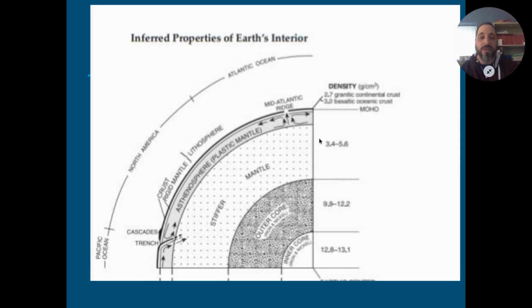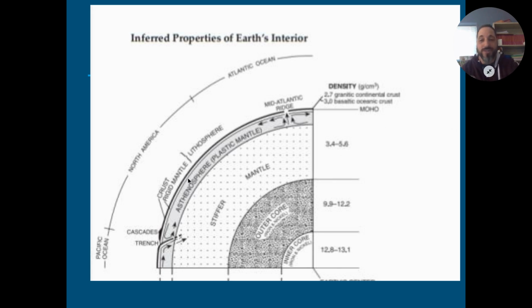Now, those two layers are divided by something called the MOHO. We don't have to get too far into it, but a geophysicist discovered that when we sent seismic waves through the Earth, through the lithosphere, they changed at a certain depth, and that was true for most of the planet. So he said this must be where the mantle begins and the crust has ended. So that's going to be our MOHO.